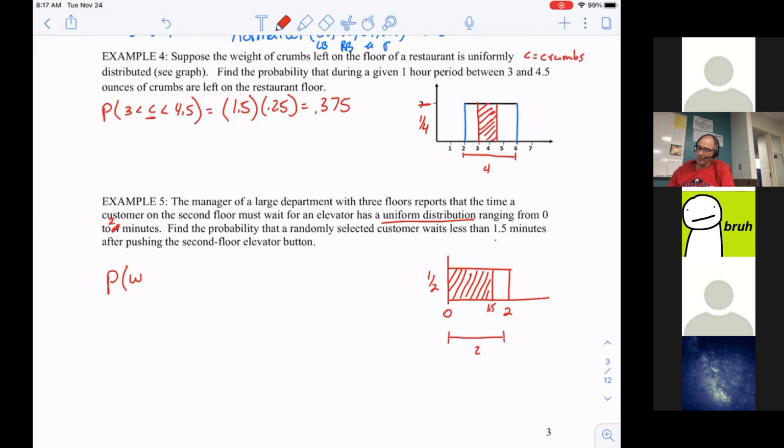And just like here, we need to say W equals wait time. So if we ever introduce a variable, we have to define it. So that wait time is less than 1.5. So that means it's going to have a width of 1.5 and a height of 0.5. And when we multiply those together, we get 0.75.